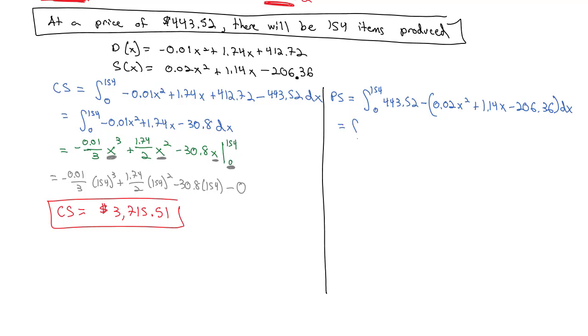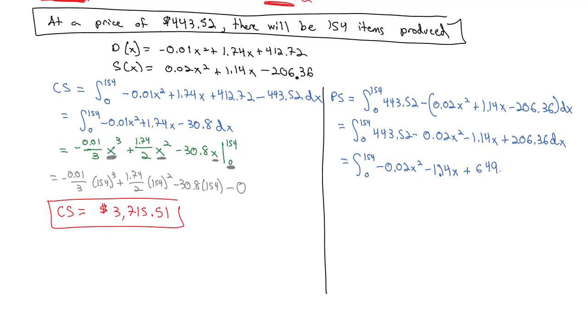A little bit of simplifying, I'm going to distribute that negative through. When I distribute that negative through, we get 443.52 minus 0.02x squared minus 1.14x. And a negative times a negative is a positive 206.36 dx. Now when I combine like terms with those constants, we'll end up with negative 0.02x squared minus 1.14x plus, when I add those together, I think I get 649.88 dx.